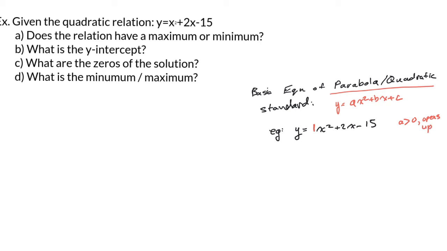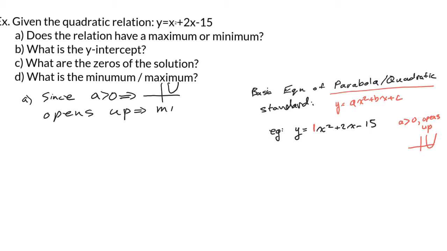So our graph looks like this, or it looks like this, or it looks like this, just touching the x-axis. But I'm going to tell you right now, it actually looks like this when we graph it. Based on all this information, we can determine that this is a minimum. So now let's answer that first question. Since the a value is bigger than 0, that means the graph opens up, which means it is a minimum.